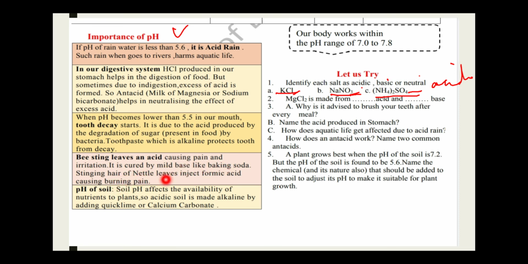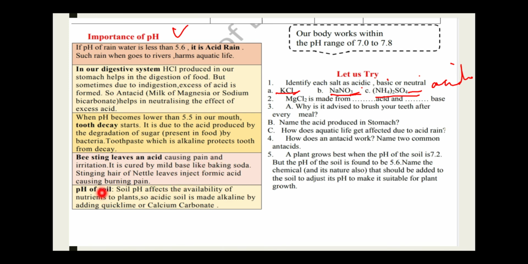स्टिंगिंग हेयर ऑफ नेटल लीव्स इंजेक्ट फॉर्मिक एसिड कॉज़िंग बर्निंग पेन. नेटल लीव्स होती हैं, अगर उसके हेयर टच कर जाएँ तो उनसे हमारी बॉडी में एक फॉर्मिक एसिड, HCOOH, इंजेक्ट हो जाता है, तो वो भी हमें बर्निंग पेन देता है. उसके लिए भी हम न्यूट्रलाइज़िंग के लिए बेकिंग सोडा का यूज़ करते हैं.